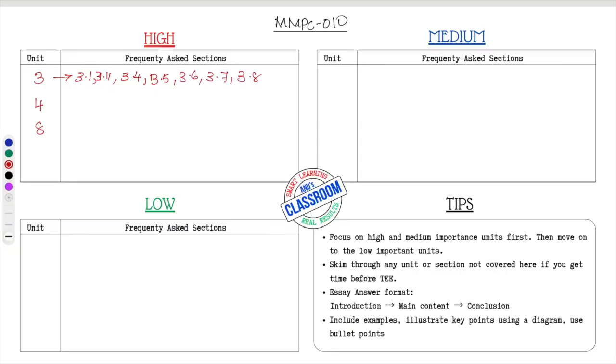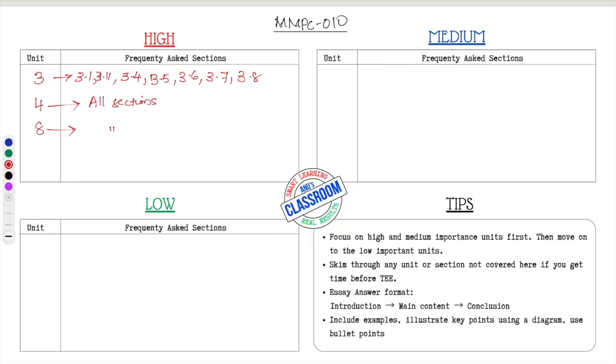Okay, but from unit number 4 and unit number 8, I unfortunately cannot narrow it down to any particular section. According to me, all sections are important because questions have come up from most of these sections, and you need to have an overall understanding of all the concepts that are discussed in these two units in order to answer questions. So such questions have come up in the past term end examination.